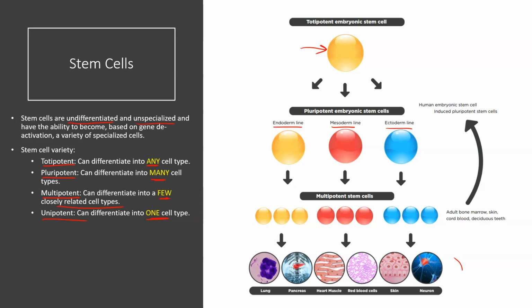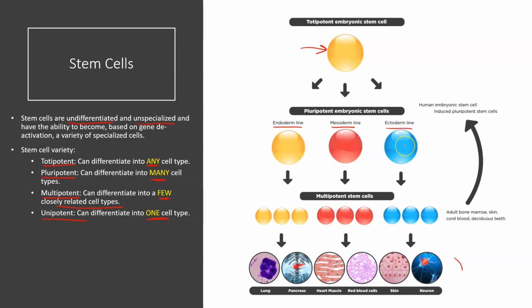When we look at totipotent embryonic stem cells, notice that they have the ability to differentiate into anything. Next line would be the pluripotent. They have the ability to specialize into a variety, many different varieties within each of the lines, but notice that not all cell types can be produced from each of the pluripotent embryonic stem lines. We have ectoderm line, mesoderm line, endoderm line. These are the three tissue types within an embryo that is developing.